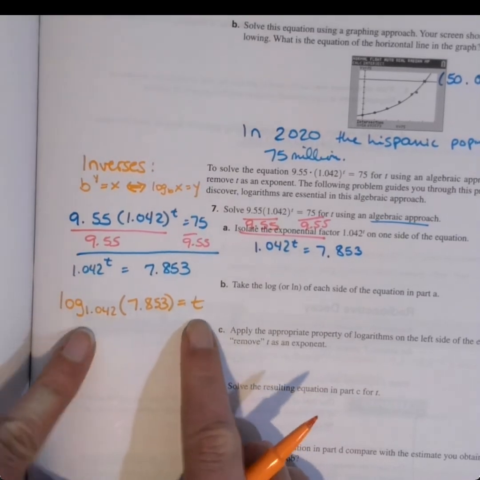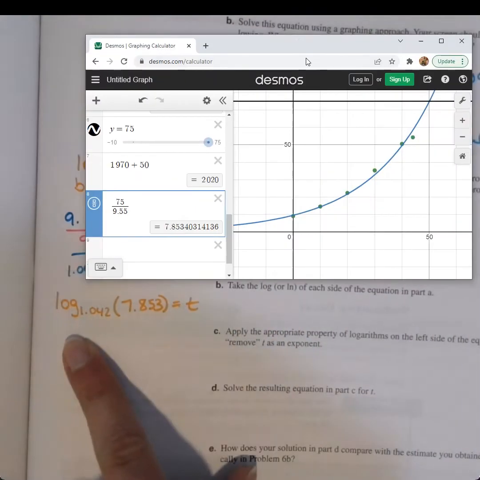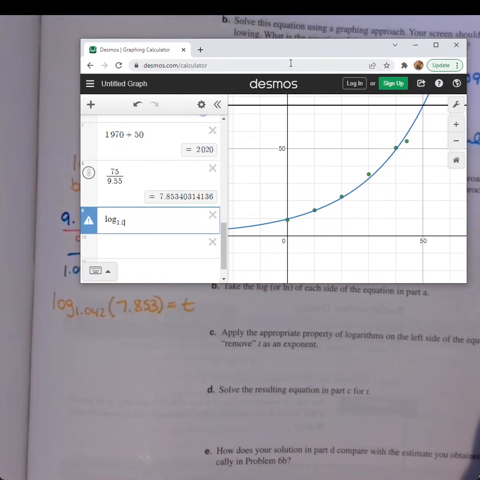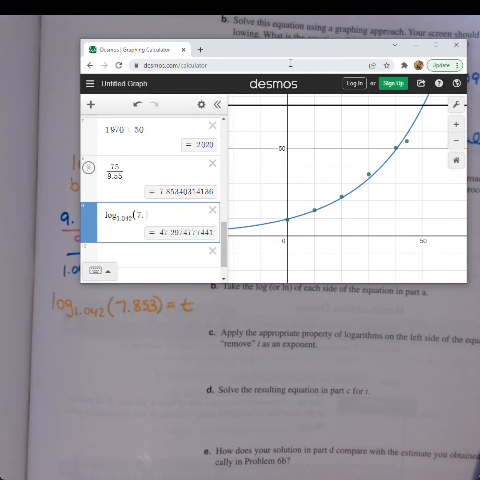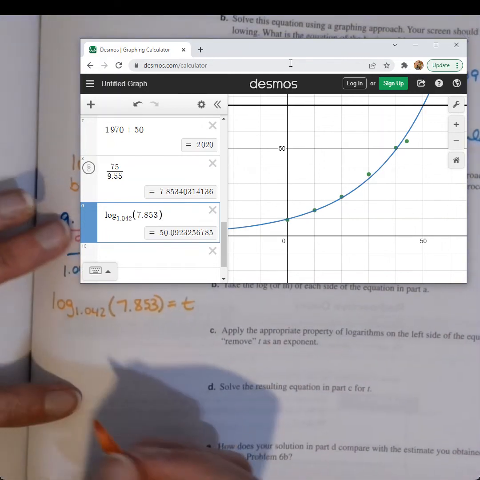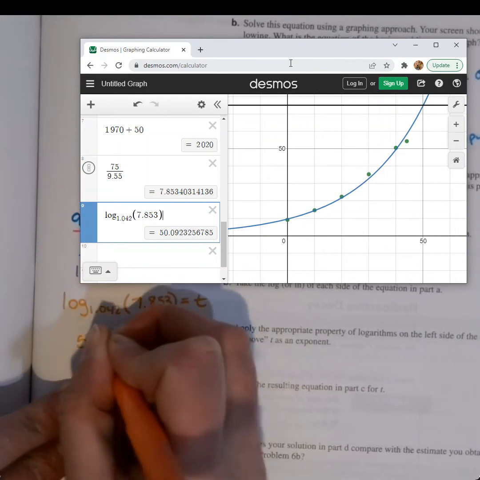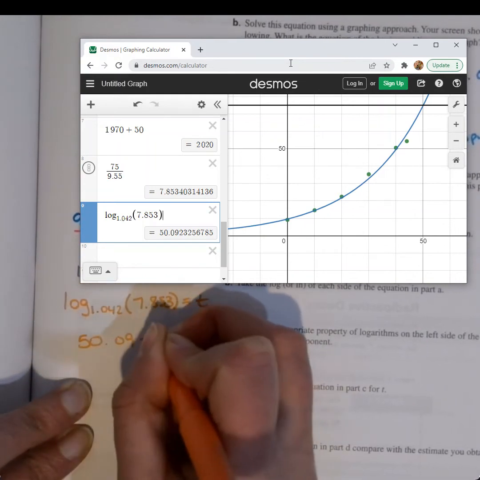So I'm going to evaluate that number in Desmos. We're going to do a log with a base 1.042 of 7.853, and we get 50.09 equals t. Okay, so 50.09 equals t.